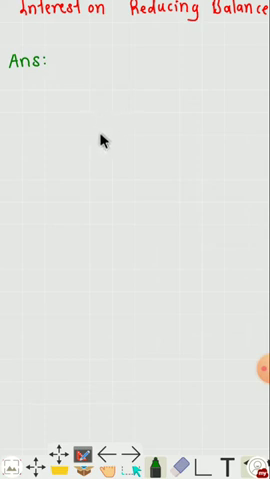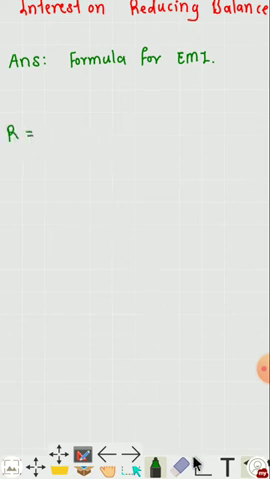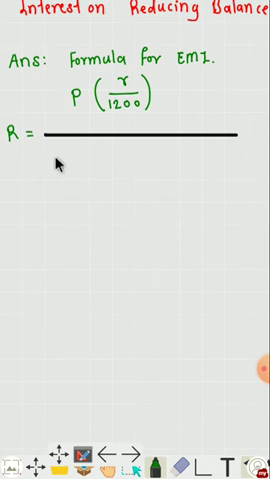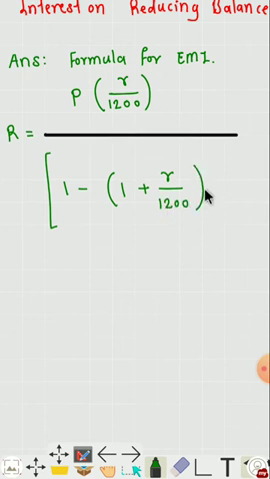So we know the formula to find EMI. The formula for EMI is given here: R is equal to P into bracket R divided by 1200 whole, divided by 1 minus bracket 1 plus R divided by 1200 bracket raised to the power minus 12n.